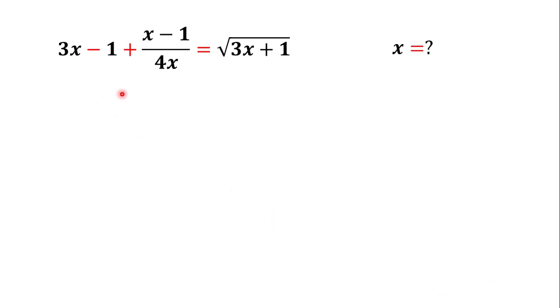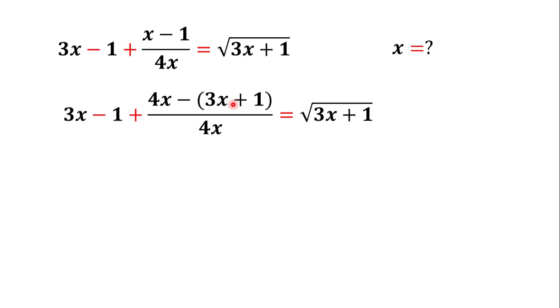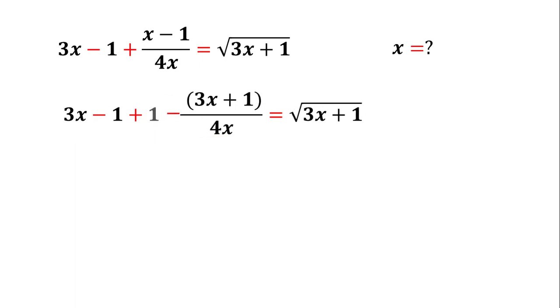To solve this problem, in the first step, we can write x as 4x minus 3 times x. Then we can factor out minus 1 from this term, and we get minus (3x plus 1). Then we can divide 4x by 4x, and we're going to get 1. We can move a plus 1 in here, and we get 3 times x in here and in here.